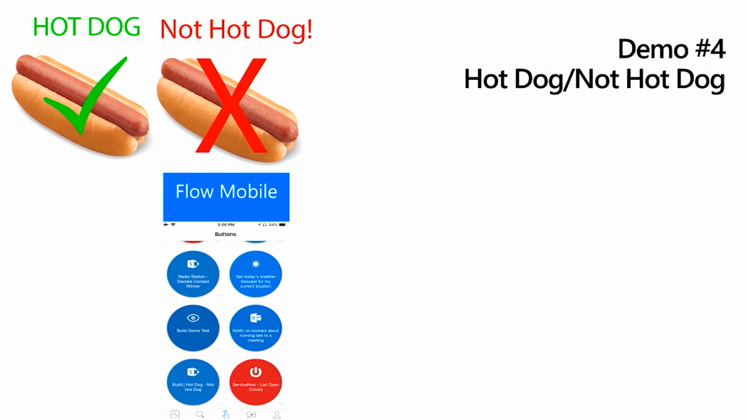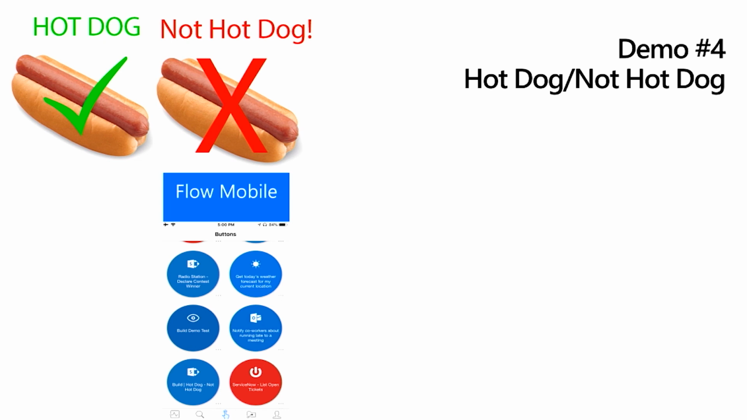Now, the idea is, we thought, well, could you build this in Flow? And we thought about it, and yeah, we probably could build this in Flow. And the idea is you can build this in Flow within probably 10 minutes once you know what you're doing. And so what we're going to show today is the 4th demo, hot dog or not hot dog. And part of the purpose of this is to demonstrate our Flow mobile application and what we call virtual buttons.